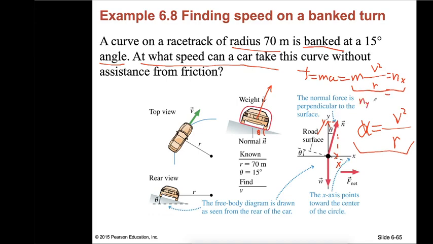Now let's talk about the Ny. The y component of the normal force equals the weight, or mg.